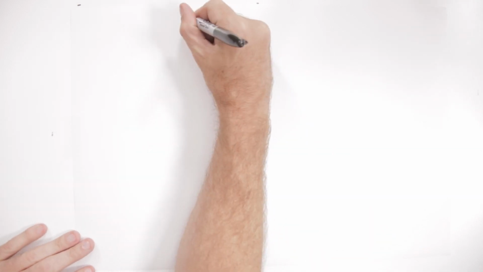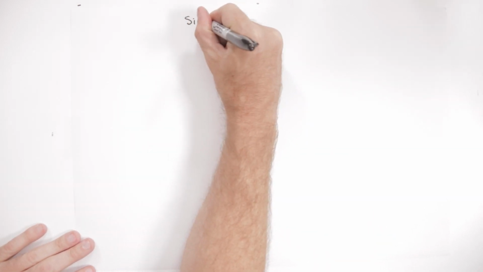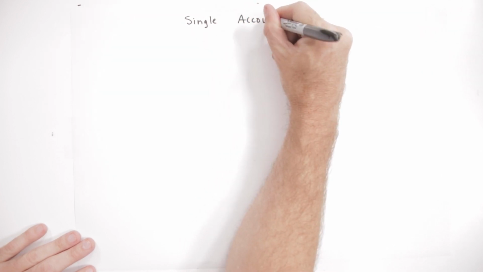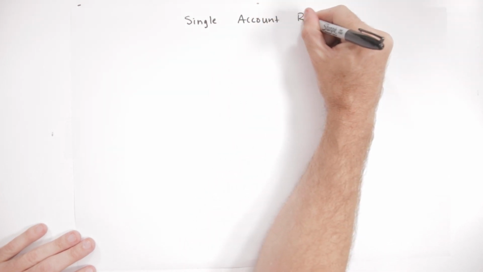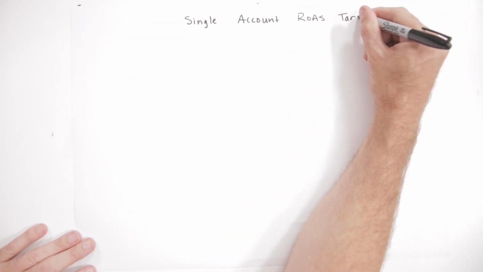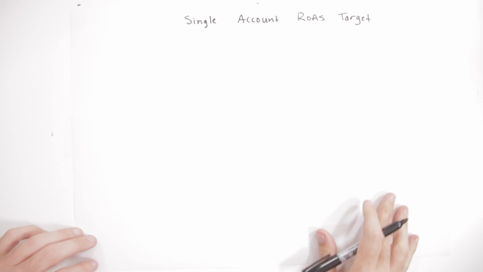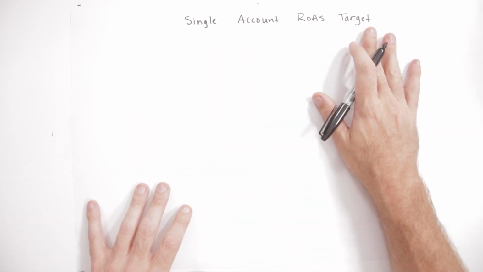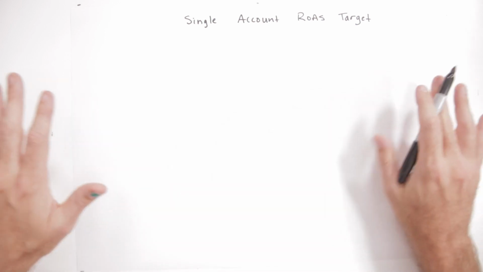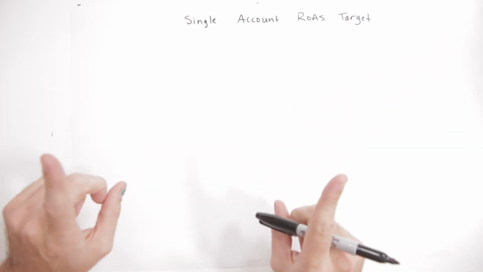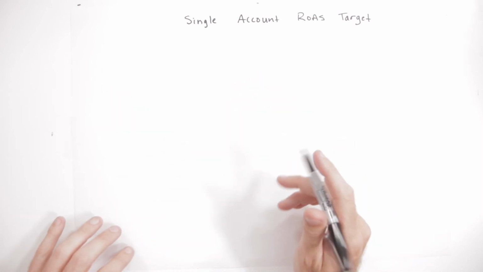Today I want to talk about the dangers of the single account ROAS target. I would say that 80% of the clients that come to us are functioning under a single account ROAS target, meaning that no matter what they're selling, no matter what the product, the offer, the angle, their goal is wrapped around one single target.